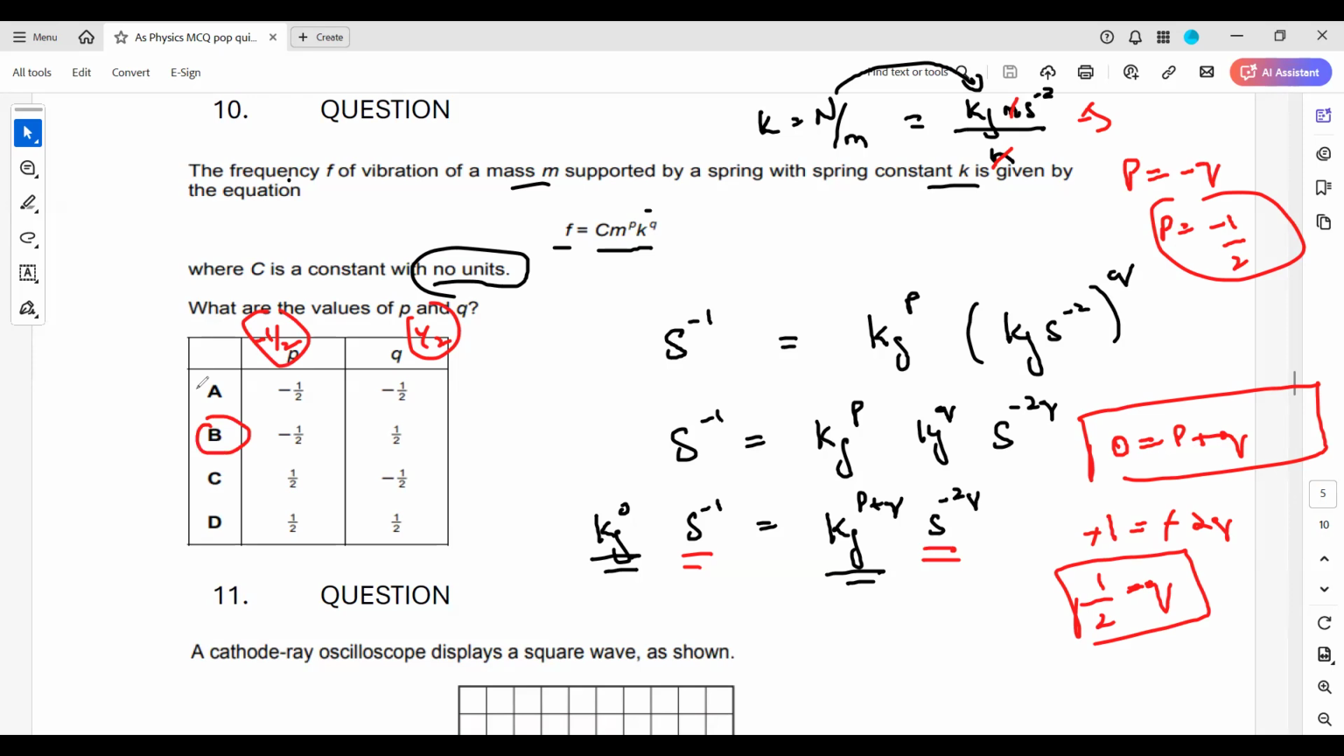Whenever you want to work out the powers, you first write the quantities in the base units. After that, you compare the powers of the base units, kilogram with kilogram, second with second, meter with meter, and then you work out the values using simultaneous equations. Is it clear? Question 10.